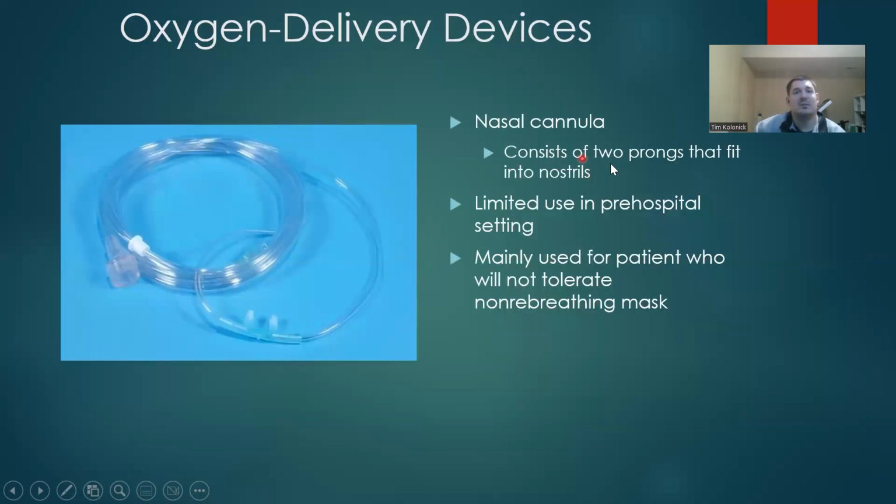Nasal cannula, right? It's become the standard of care for what we're using if we're giving oxygen, because usually we don't need a ton of oxygen, but we're going to give it, making sure that we get your patient up above 94%.